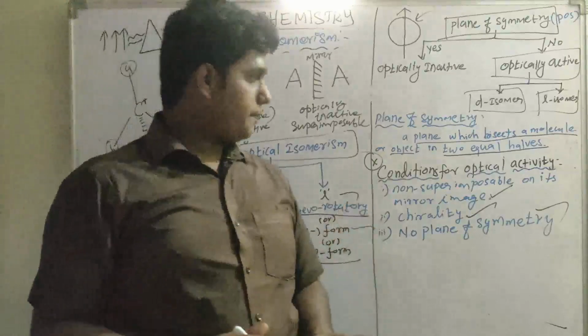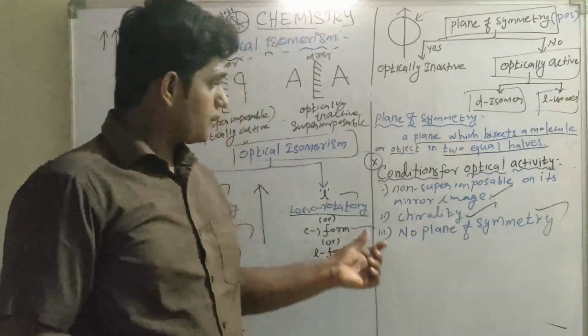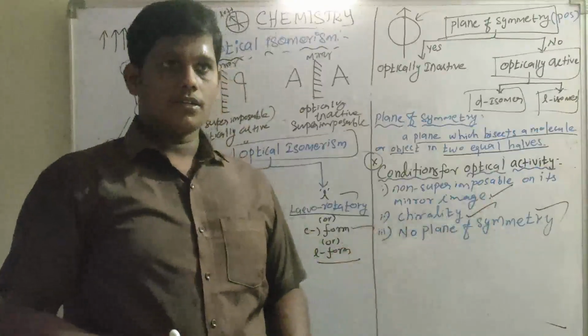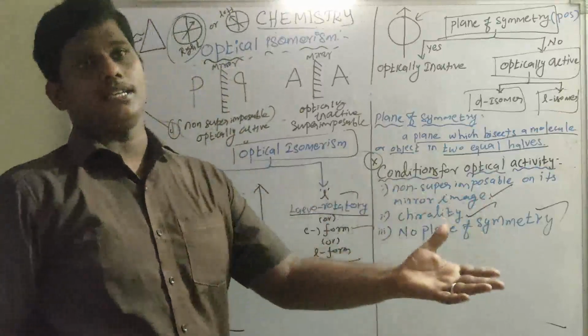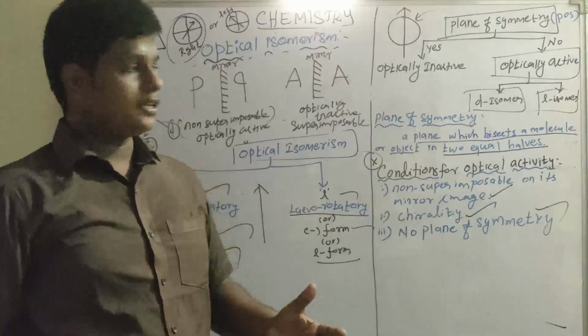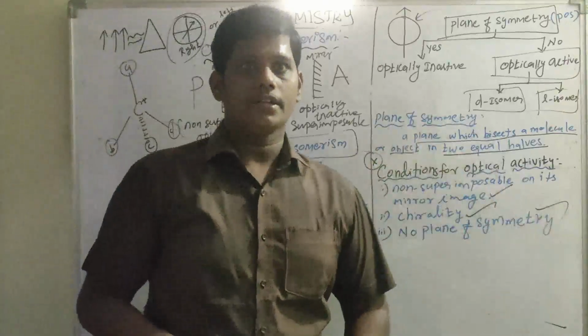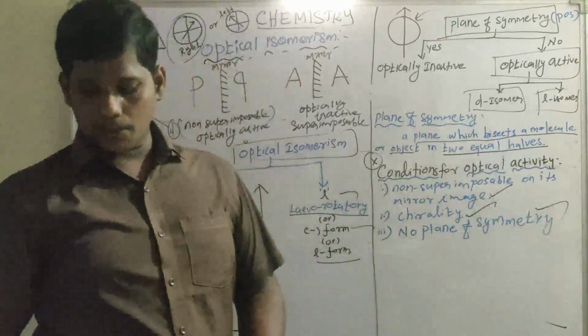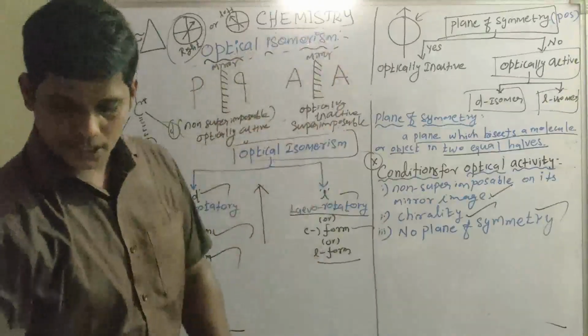So I can repeat the conditions for an optically active compound. Point number 1, no plane of symmetry, so it is optically active. Chirality is present, that means unsymmetry. Chiral means unsymmetry. It is also an optically active compound. Non-superimposable on its mirror image, it is also an optically active compound. Okay. So now we have discussed examples for optical isomerism. Okay.